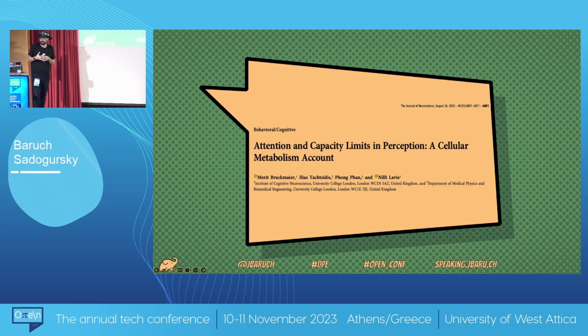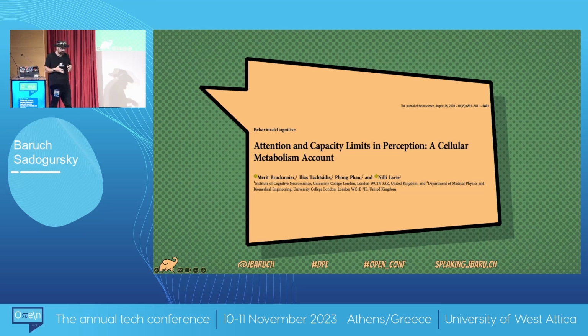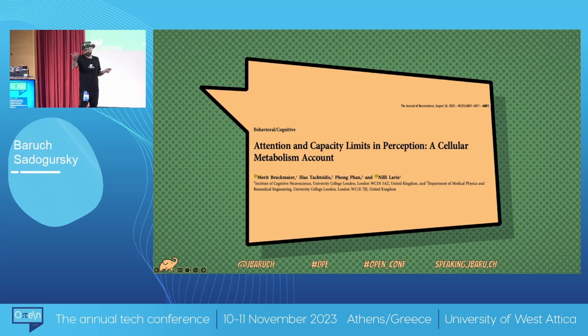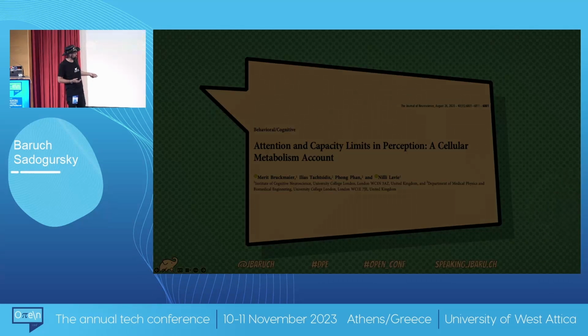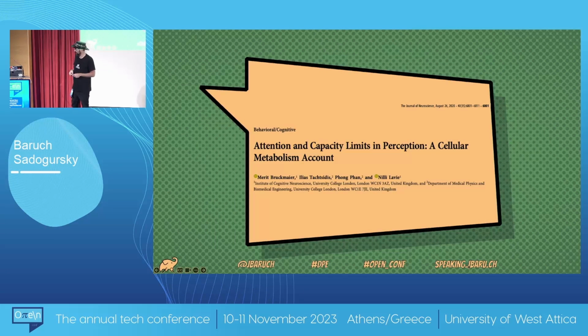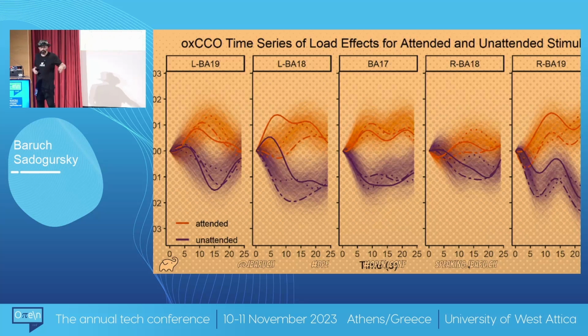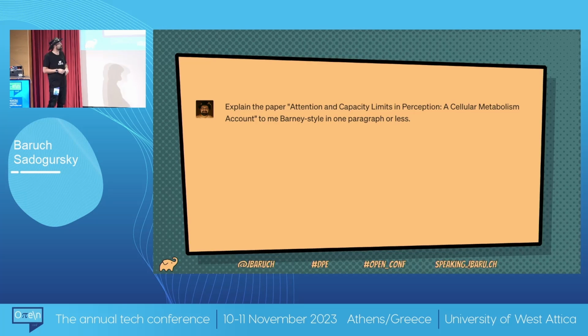It's called Attention and Capacity Limits in Perception: A Cellular Metabolism Account. If you're wondering whether you want to read the entire paper, I remind you, if you go to speaking.jbaruch, you can find all the links there, including the link to this paper. But I will summarize it for you. It's full of very interesting diagrams that I have no idea what they mean, and terms like OXCCO and whatnot. I have no idea. So when I don't know, I just go to ChatGPT and say, hey, explain the paper Attention, Capacity Limits, and Perception, Barney style.